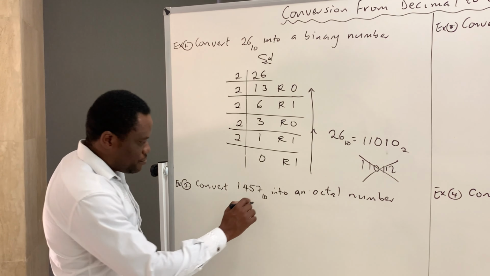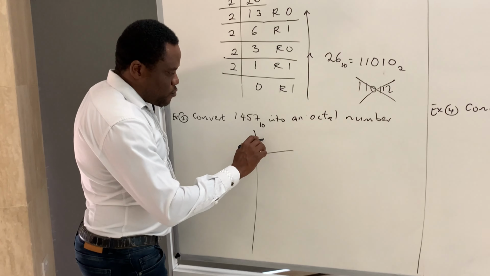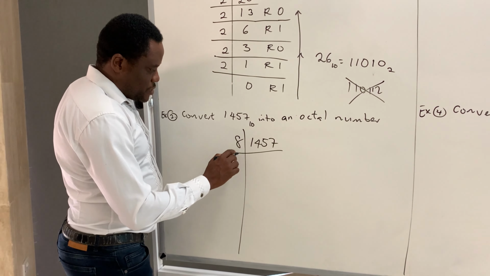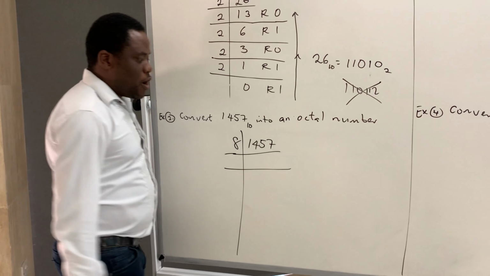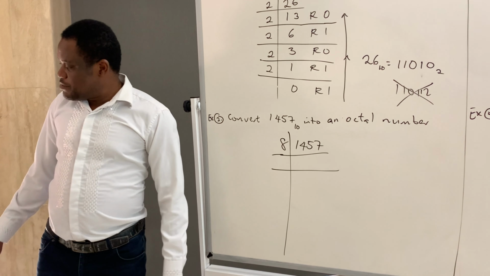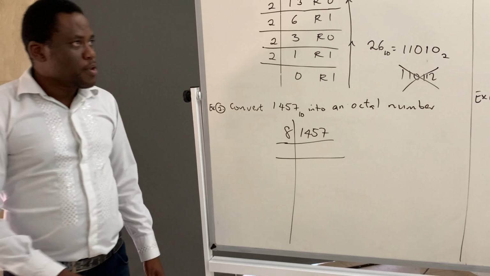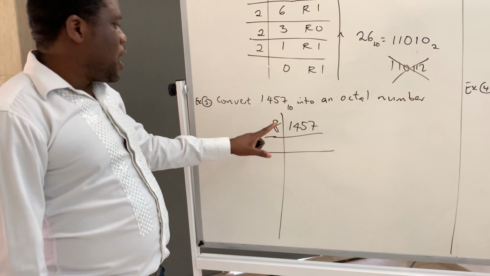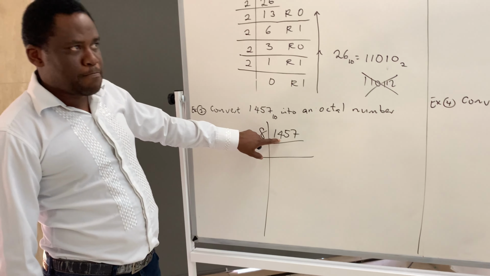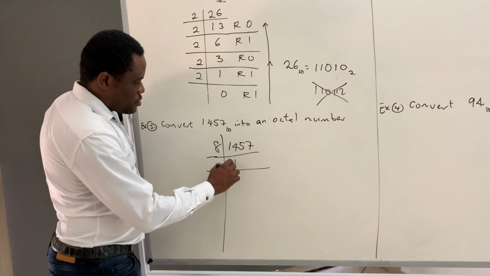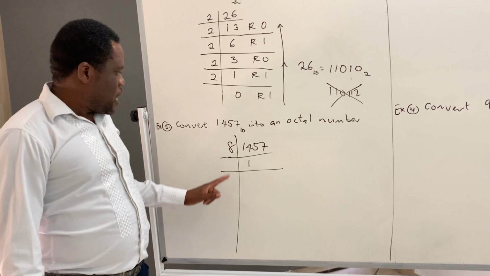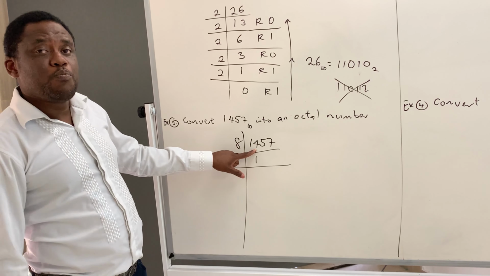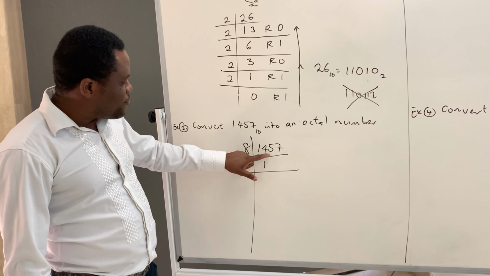So let's go to the next one. We have 1457 in base 8. Now we start. How many times does 8 go into 1? It's not possible. How many times does 8 go into 14? It's only once, right? So what's the remaining? That will be 8, 14 minus 8 is 6... and 6 plus 4 is... So, how many times does 8 go into 40?